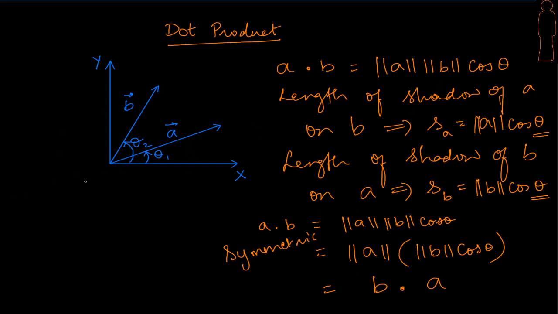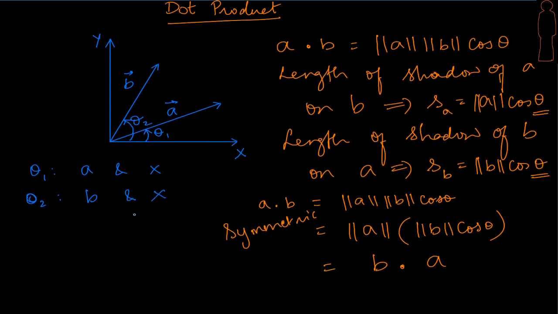So let's look at this. Here I'm writing theta 1. Theta 1 is the angle between A and the positive x direction, whereas theta 2 is the angle between B and x. Now let's say that we want to talk about the dot product of A and B. So we write A dot B is equal to magnitude of A times magnitude of B cos, what should I say? Should I say theta 1 or theta 2?